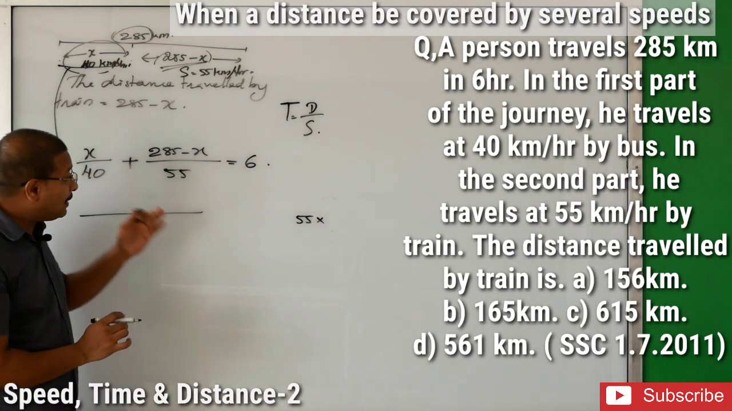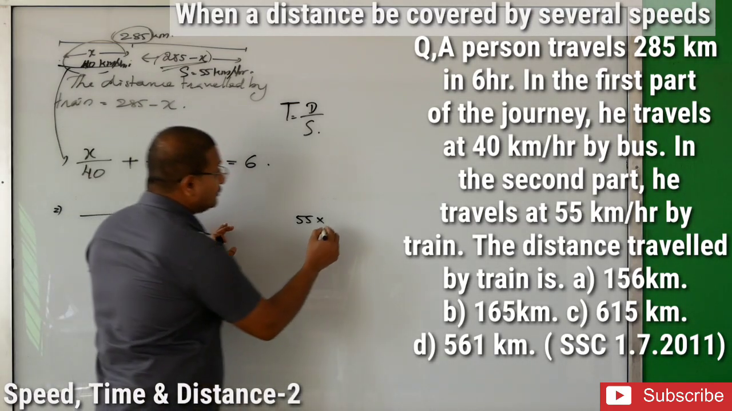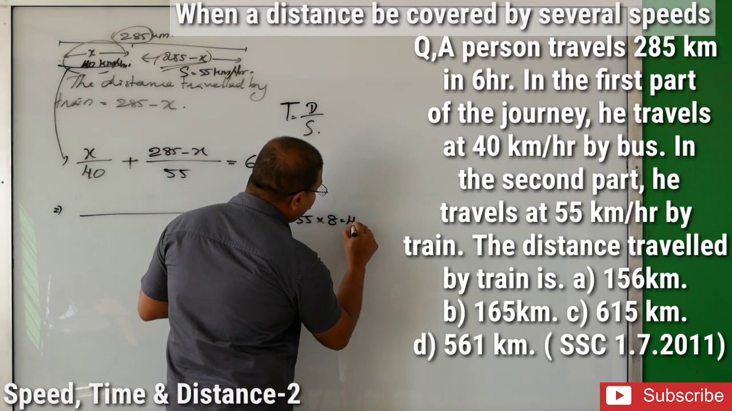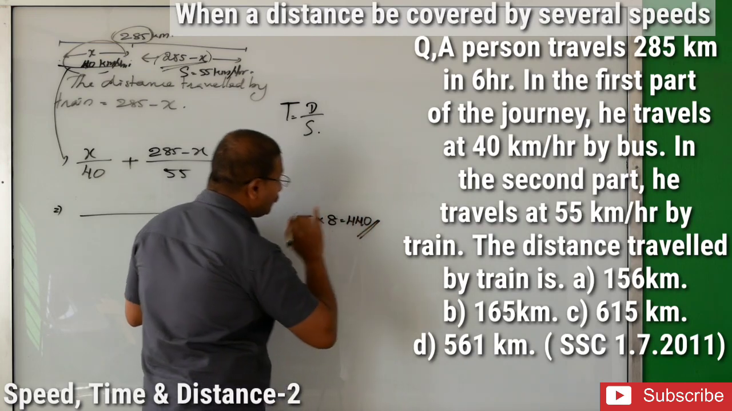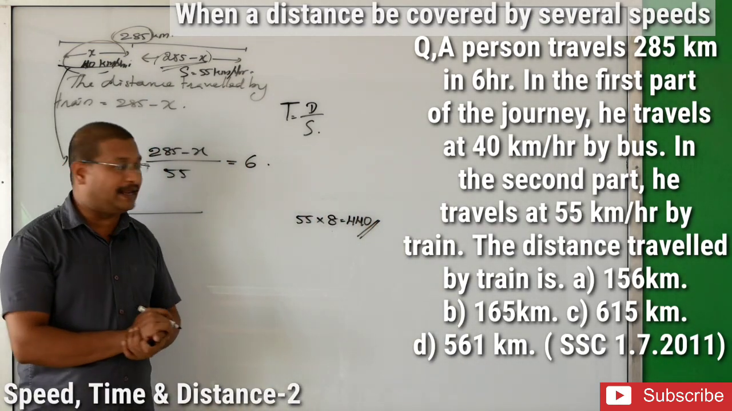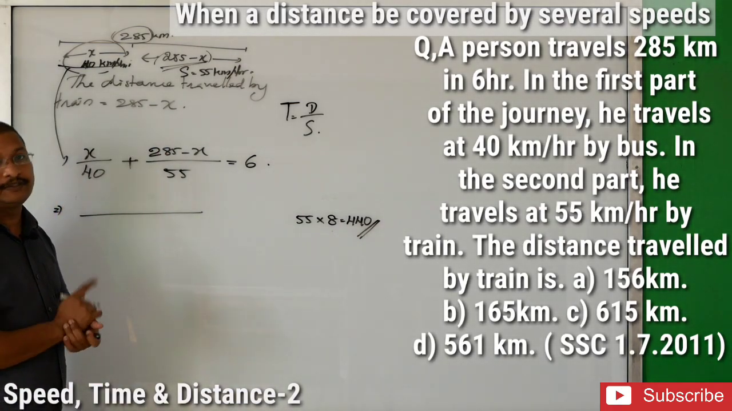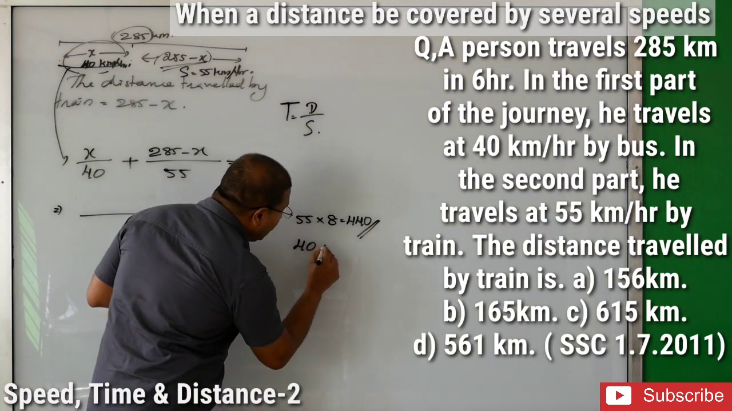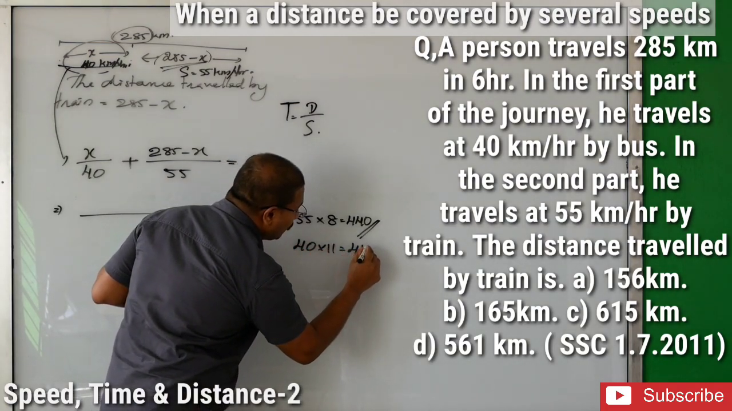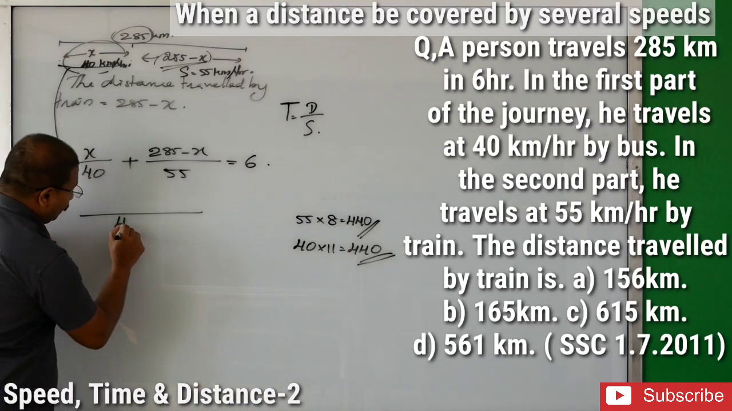Ready? So when you multiply 55 into 8, what will you get? You will be getting 440. 55 into 8, we are going to get 440. That means this 440, let us see by 40. Yes, we can cancel. 40 into 11, what will you get? 440. That means surely the LCM is 440.